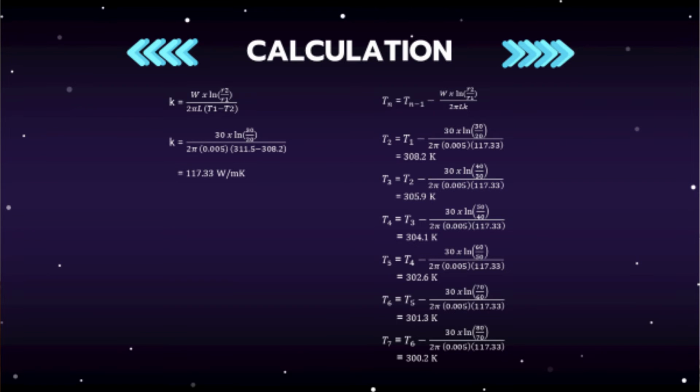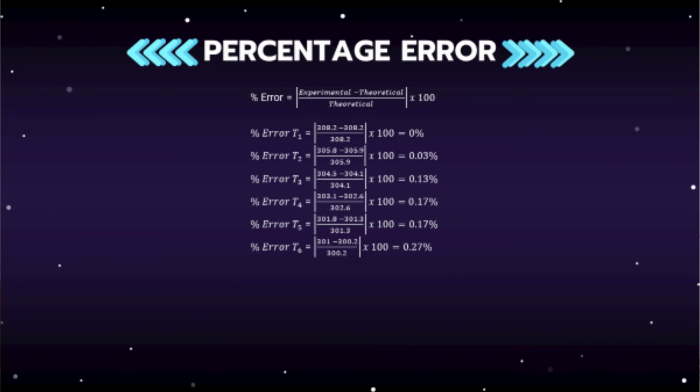So in the calculation, we use the formula given to calculate the thermal conductivity K. After we get the value, we use it to calculate the temperature for each thermocouple from T1, T2 until T7.